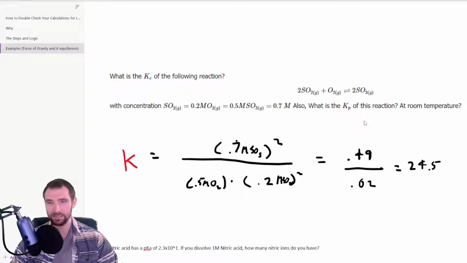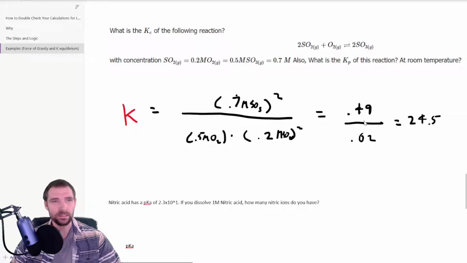Remember I said that I think this is going to be bigger than 1. I'm not exactly sure how much bigger, but I was pretty certain that it was going to be bigger than 1. So it makes sense that our K is bigger than 1 instead of less than 1, showing that it's favoring that product side, right? So that's one way to think about this.